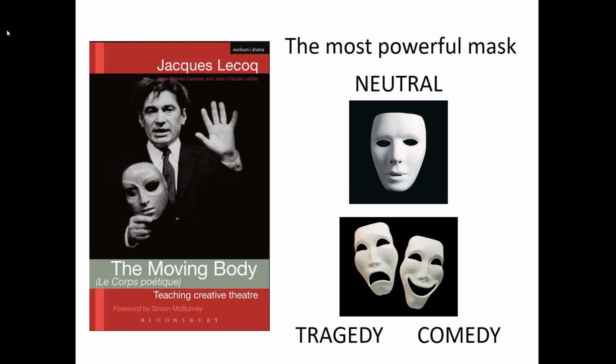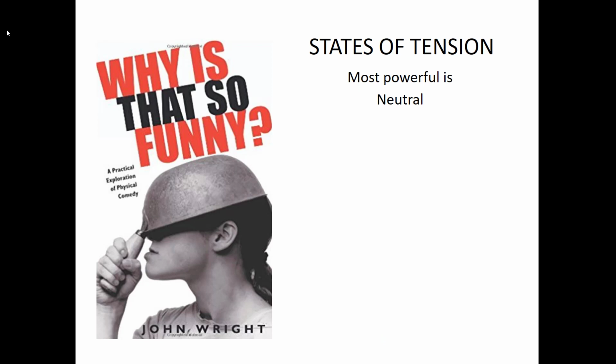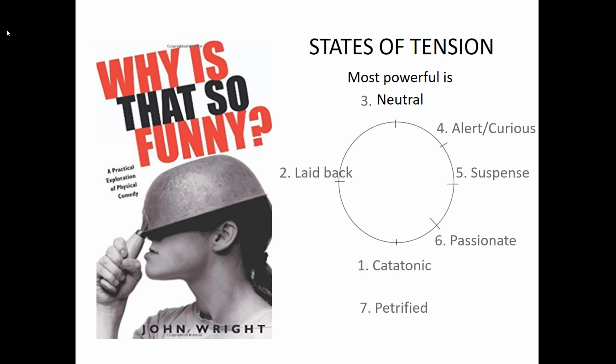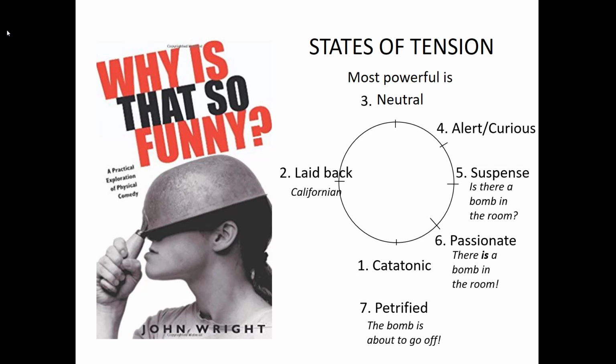It grew out of the work on masks by Jacques Lecoq, the French theatre practitioner in the 1950s and 60s, who believed that neutral was the most powerful mask for the performer. One of his students, John Wright, took this idea forward and went on to suggest that the most powerful physical state for an actor is one of neutral tension. And he then put together a kind of tension scale, which, unlike the status scale, goes round in a circle. It's not linear because it starts and finishes with immobility.